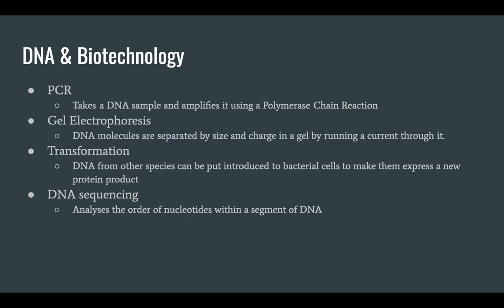With gel electrophoresis, DNA molecules are separated by size and charge in the gel by running a current through it. Bacterial transformation is when DNA from other species is introduced to bacterial cells to make them express a new protein product. For example, with insulin, bacteria were introduced to the gene that makes insulin, and that's how we actually make insulin commercially. DNA sequencing is pretty self-explanatory from the name: it analyzes the order of the nucleotides within a segment of DNA.